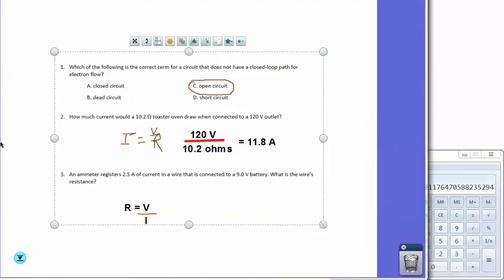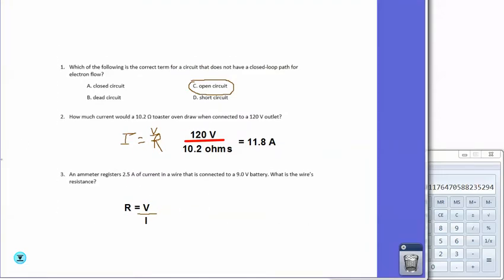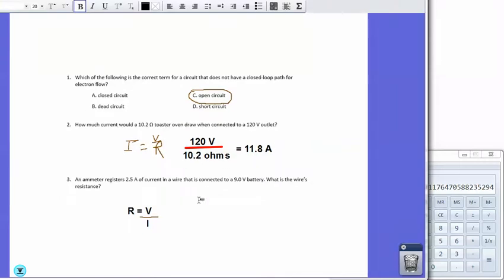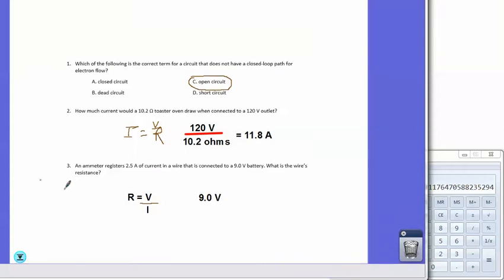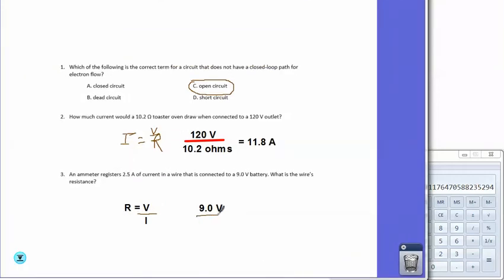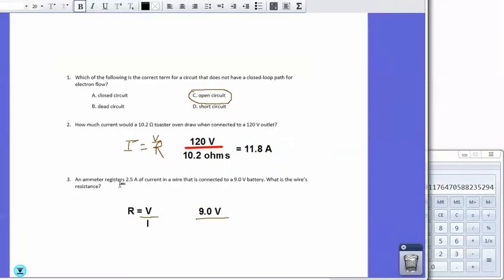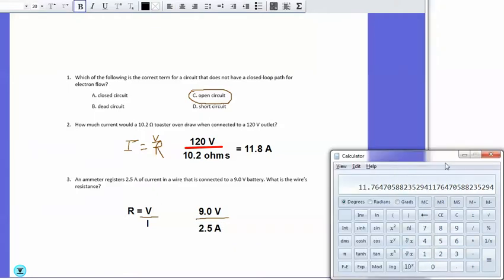Oops, in the wrong tool there. I want to do 9.0 volts, to indicate that we're going to use the nearest tenth as far as significant figures is concerned. And technically over here, 11.8 maybe should be 12, but that's okay. And we're going to go 2.5 amps. So with volts over amps, our answer is going to be in regular ohms. That's 9.0 divided by 2.5, which is just going to be 3.6 ohms.